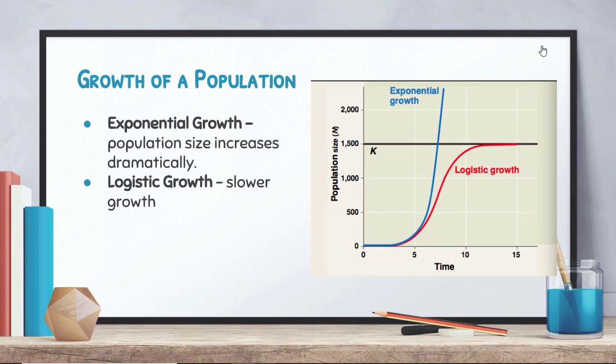Now, there are two different types of growth of a population that we will look at. The first one is exponential growth, where the population size increases dramatically. If you take a look at the blue line on the graph, that is exponential growth. The population is very, very rapidly increasing. We also have logistic growth, which is slower growth. And you notice that logistic growth tends to taper out as it approaches K. We'll talk about carrying capacity here in just a moment.